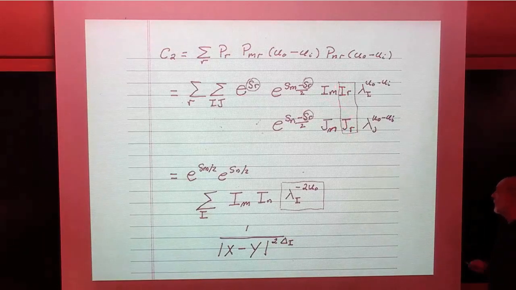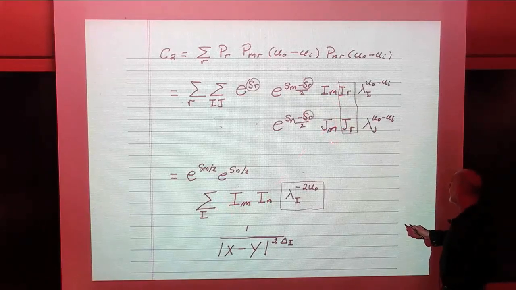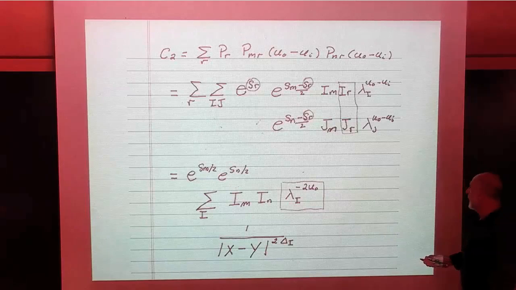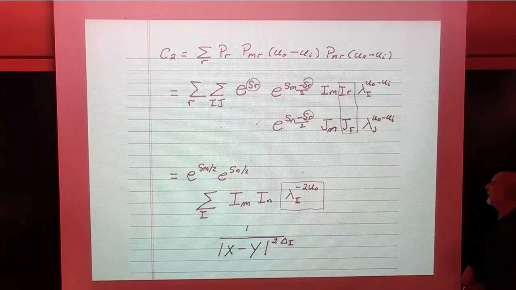So there's only a sum over one eigenvector, I, and it becomes I M I N, lambda I to the minus 2 U naught. I'll tell you what that is in a minute. But let's look at the U I dependence here. We have a lambda to the minus U I here, another lambda to the minus U I here, and that's all, I think.